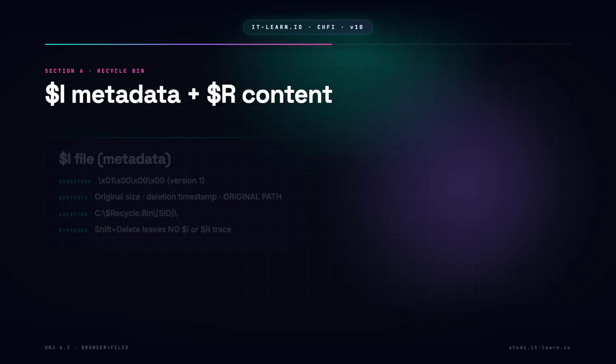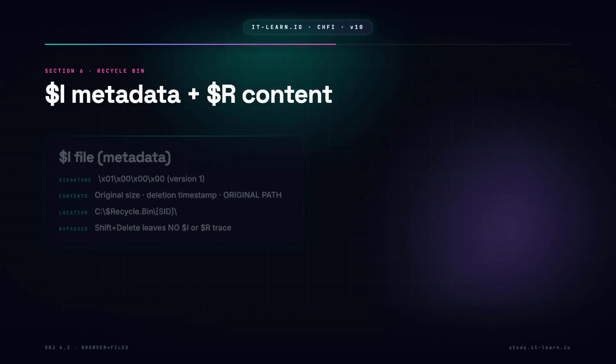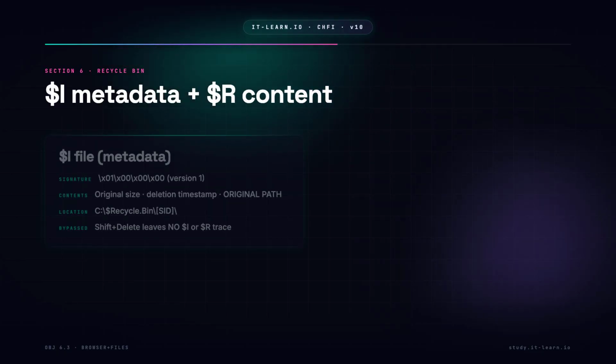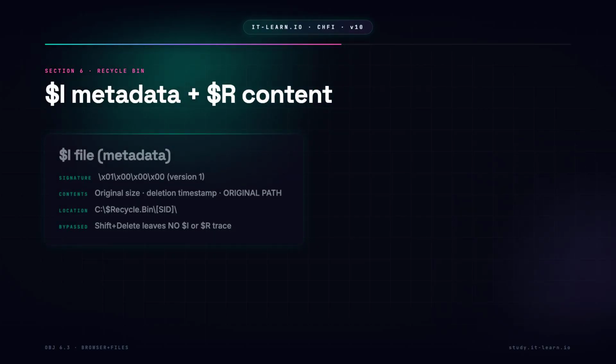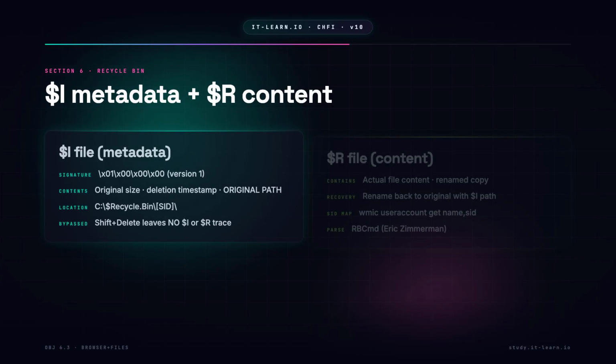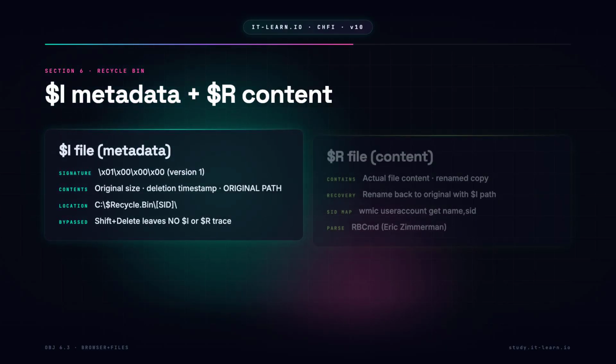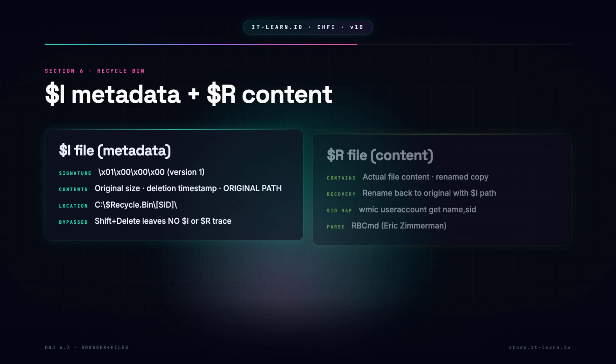Recycle bin, Windows Vista and later structure. When a file is deleted through Windows Explorer, not Shift Delete, it goes to the recycle bin. Two files are created: the $I file, metadata about the deleted file, and the $R file, the actual file content, a renamed copy. The $I file contents: file signature 0x010000; original file size; deletion timestamp, the date and time the file was deleted; original file path, the full original path of the deleted file.